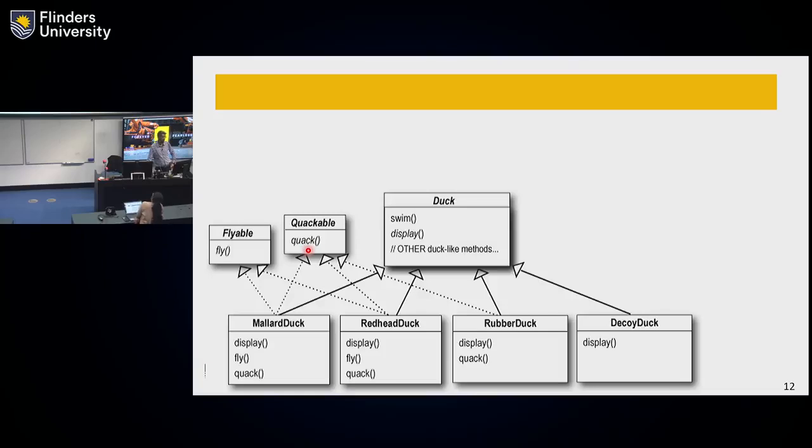We created two interfaces because we know that fly and quack behavior are the two behaviors that are changing from one duck to another duck. Each duck has its own fly method and quack method. So we pulled out those features from these classes and identified the interfaces. This is the first step we did. This is not the ultimate solution.